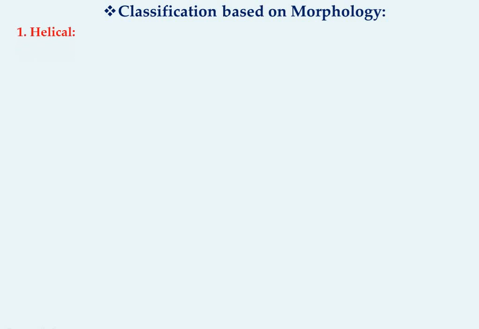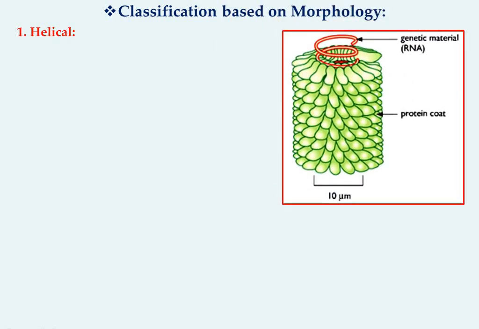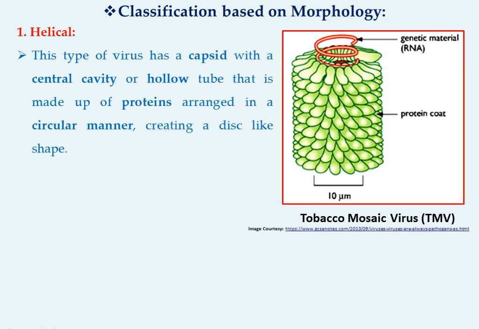The first type of viruses based on morphological structure is helical. This is an example of a helical type of virus, tobacco mosaic virus, that is TMV. This type of virus has a capsid with a central cavity or hollow tube that is made up of proteins arranged in a circular manner, creating a disc-like shape.